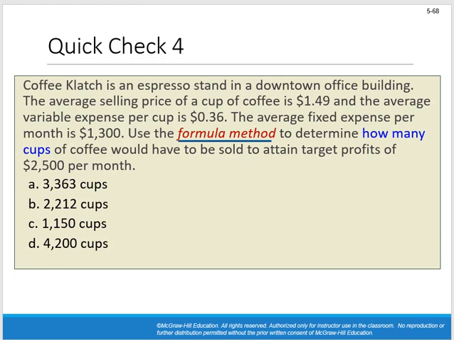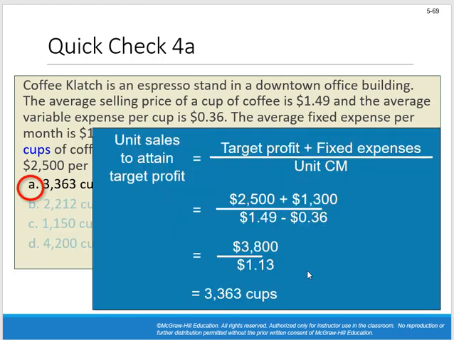All right, what did you get? I'm hoping you came up with answer A. So we can take our target profit plus fixed, so $2,500 target profit plus $1,300 of fixed expenses, so that's $3,800 on top, and we divide it by our unit CM. So we already had computed that, $1.49 minus 36 cents is $1.13. So if we take $3,800 divided by $1.13, we need to sell 3,363 cups to achieve a target profit of $2,500.